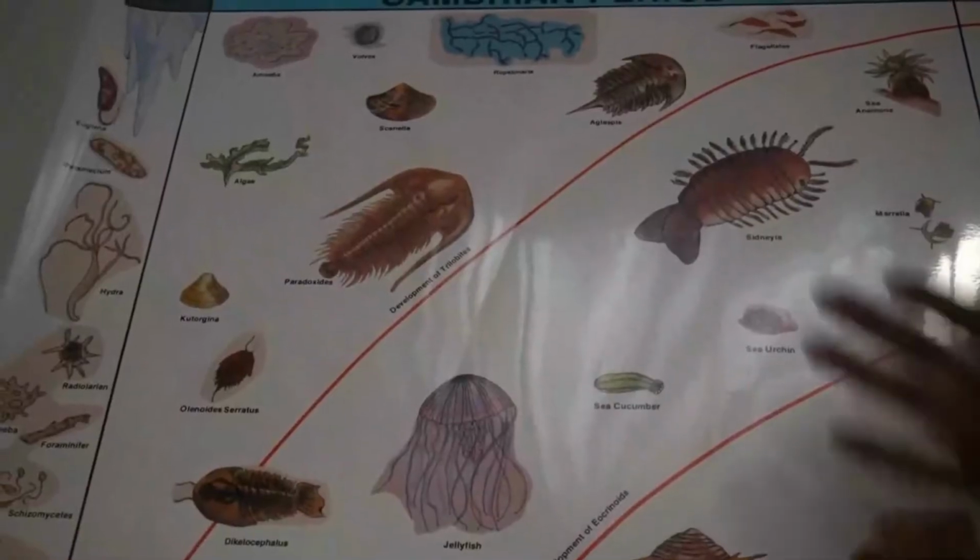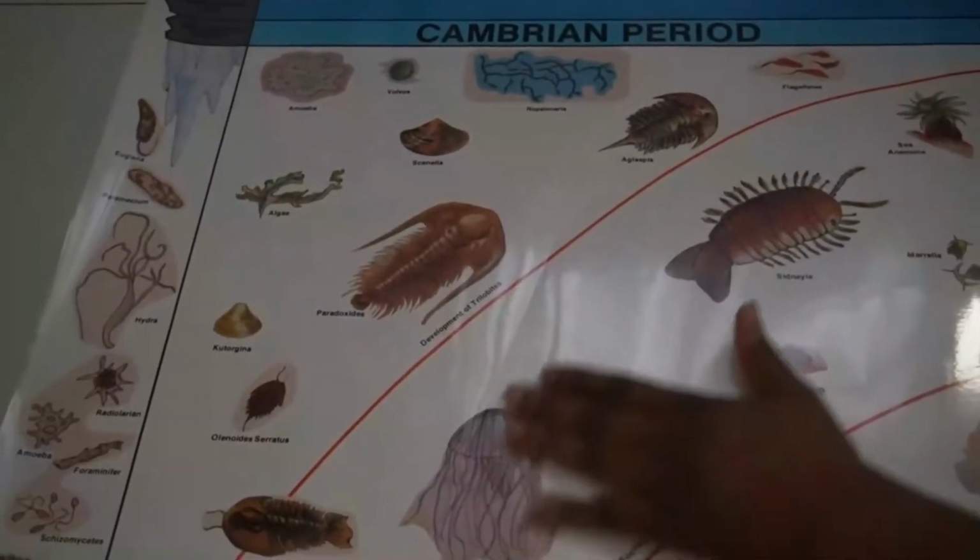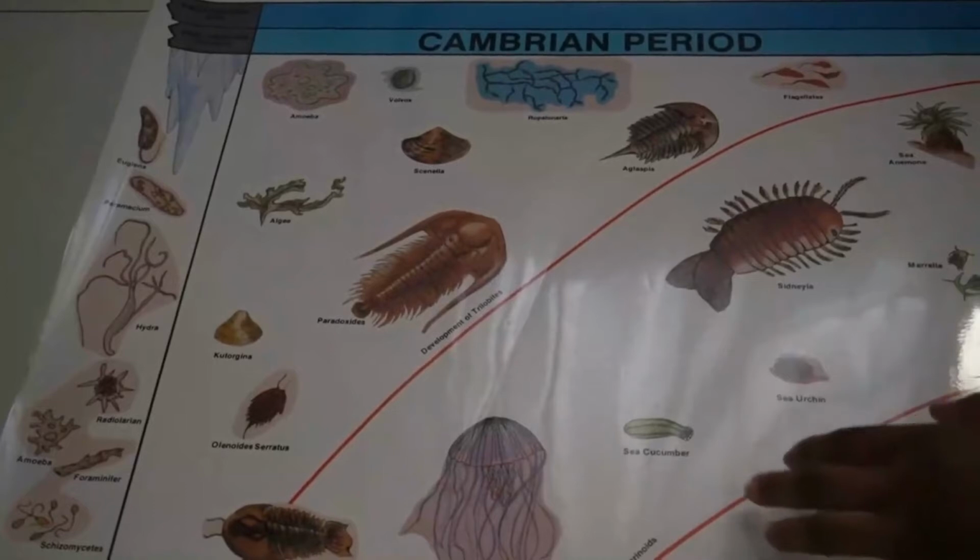The 6 periods were the Cambrian period, the Ordovician period, the Silurian period, the Devonian period, the Carboniferous period, and the Permian period. So now we'll be studying each of these 6 periods to understand what exactly happened in each of those periods. We are in the Cambrian period. This was the first period of the Paleozoic era.